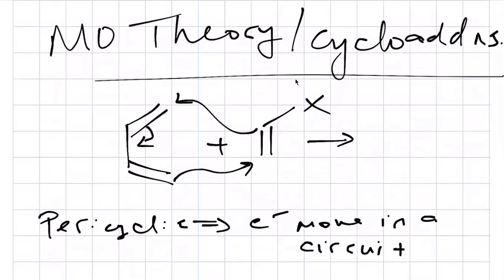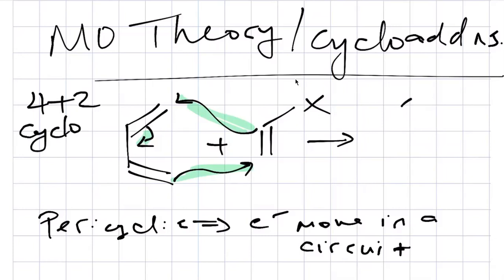And here, for the 4+2, you can see the electron flow is like so, right? So you have two new sigma bonds that are going to be formed in the product. And then one of the pi bonds gets shifted over, right? So every 4+2 cycloaddition is going to end with a six-member ring.